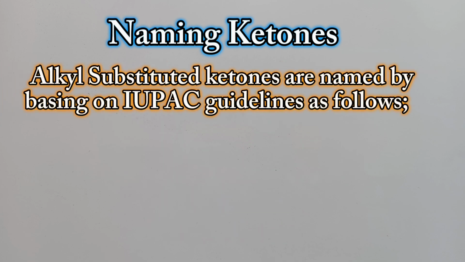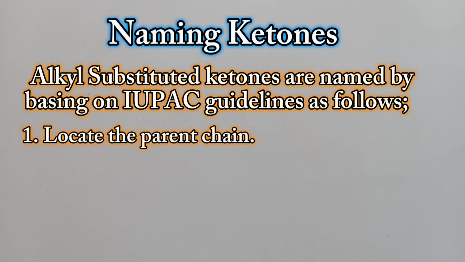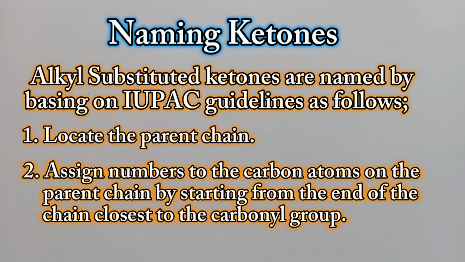In case there are alkyl substituents along the carbon chain of the ketone, then the naming is done as follows. Step number 1, determine the parent chain. In this case, the parent chain must be the longest carbon chain in the ketone that bears the carbonyl group. Step number 2, number carbon atoms of the parent chain, starting from the end of the parent chain that is closest to the carbonyl group.